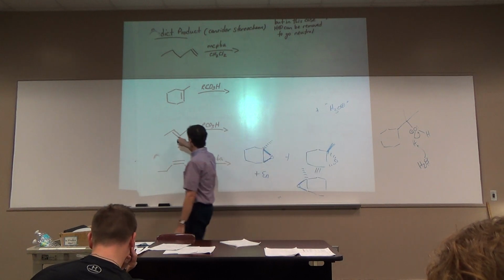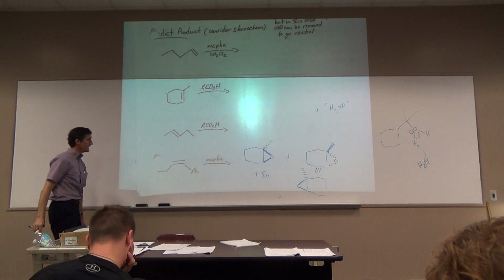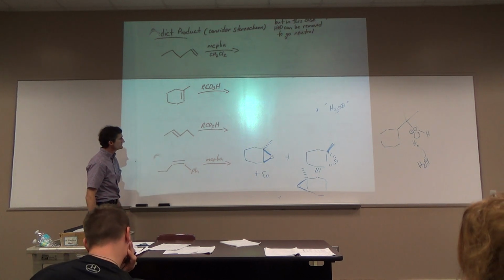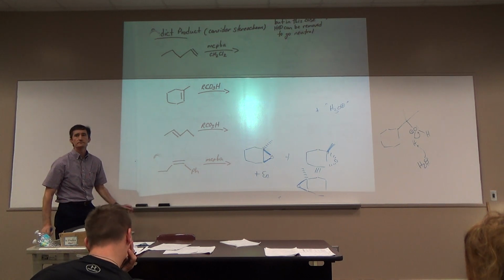Peroxy acid, alkene, we're going to make an epoxide. Three-member ring here involving these two carbons. Somebody have a product here?